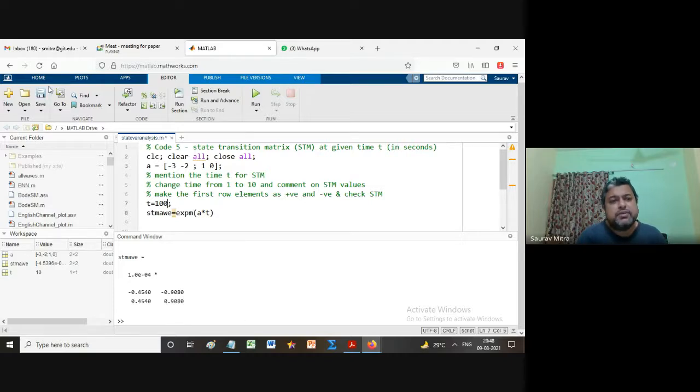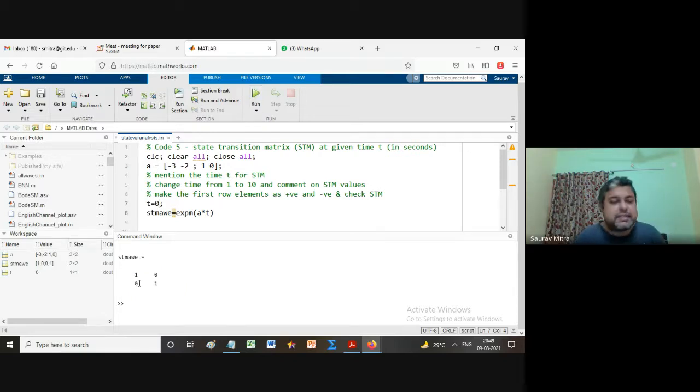If I put t equal to 100, then what happens? Let us see. You can see it is 10 raised to minus 43. That means at time equal to 100, the state transition matrix is almost equal to 0. So the state transition matrix is very high initially. Substitute t equal to 0, when the system has just started, the states have just started.